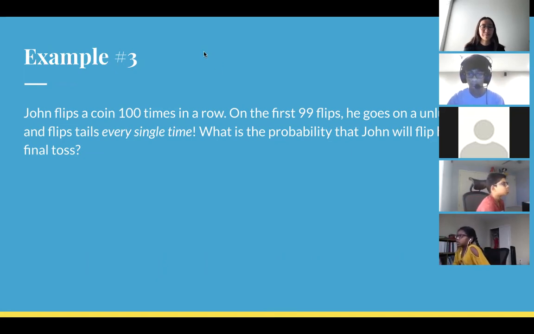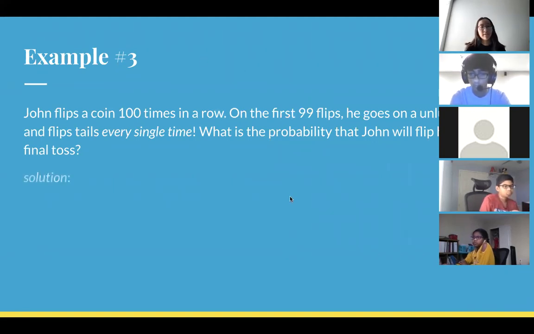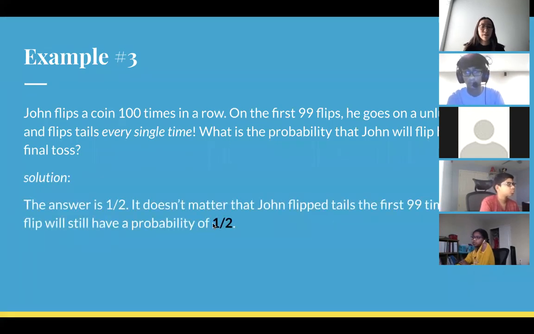All right, kind of a trick question. But it looks like you guys aren't getting tricked. So the probability here is still going to be 1/2. The final toss is completely independent from the other tosses, so it doesn't matter that he flipped tails the first 99 times. It's still going to have the probability of 1/2.